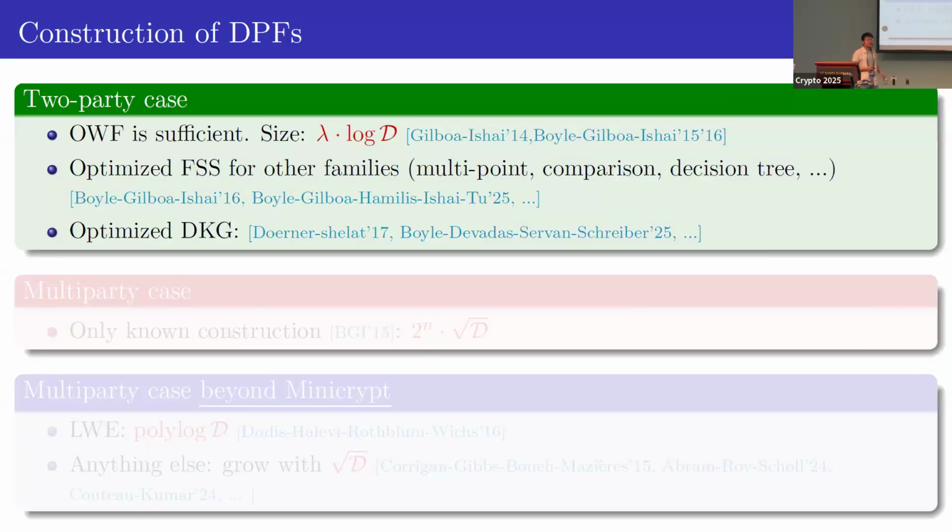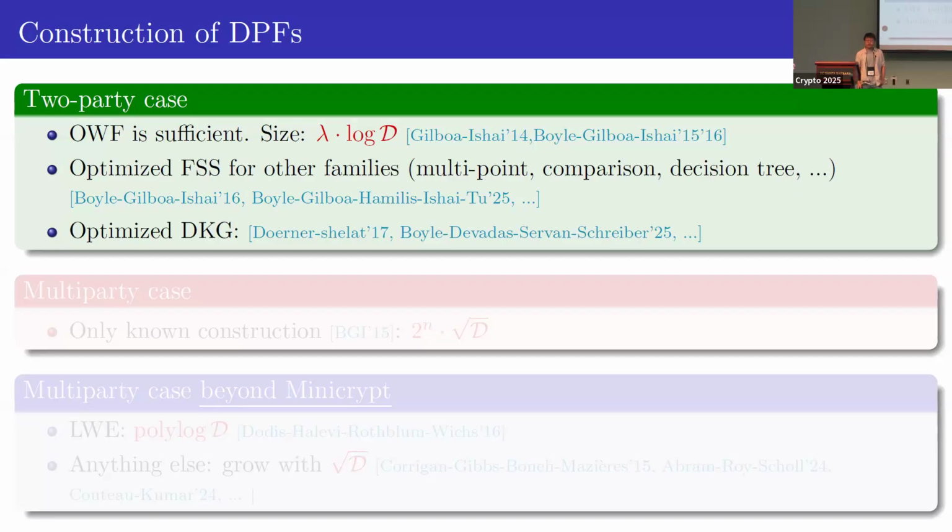So what do we know about how to construct these kinds of DPFs? First, in the two-party case, things look relatively good. In the initial work by Gilboa et al., they show that a one-way function is enough to efficiently construct a distributed point function. And thanks to follow-up optimizations, now the two-party constructions are even concretely very efficient. Not only that, we also have many follow-up works that construct function secret sharing for families beyond point functions in the two-party case, and even optimize the distributed setup phase.